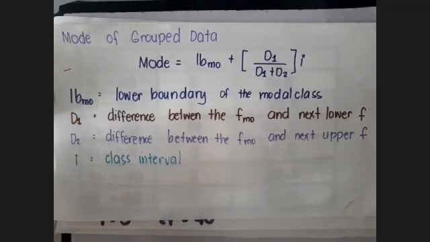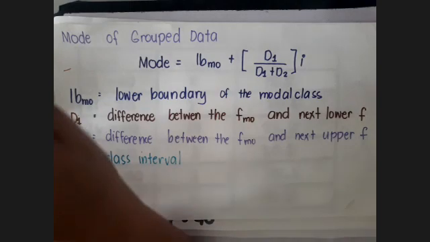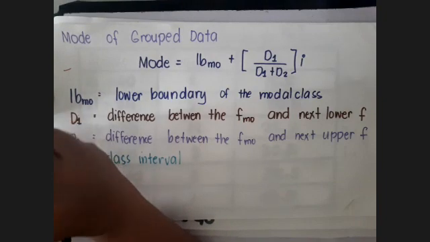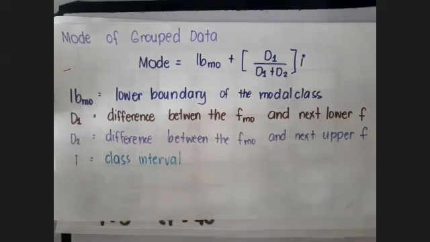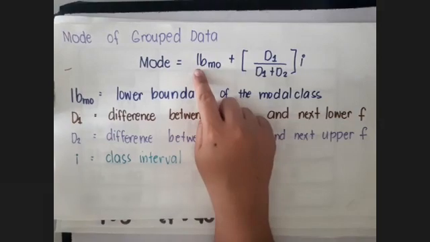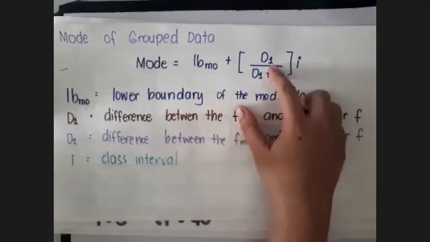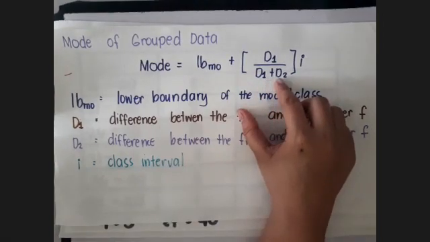Okay, so good afternoon. We are done with mean and median of group data. Now let's proceed with the mode of group data. So this is the formula. We have LB sub MO plus D sub 1 over D sub 1 plus D sub 2.